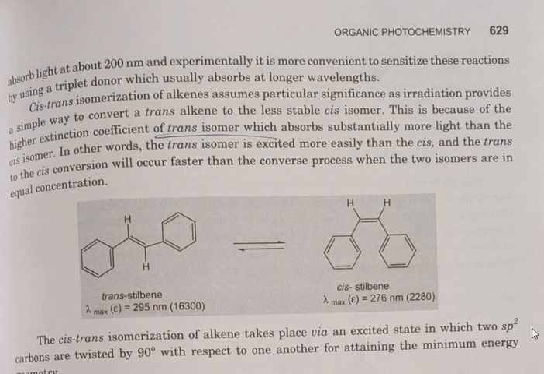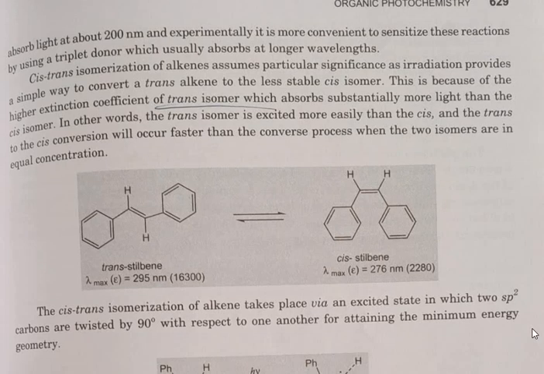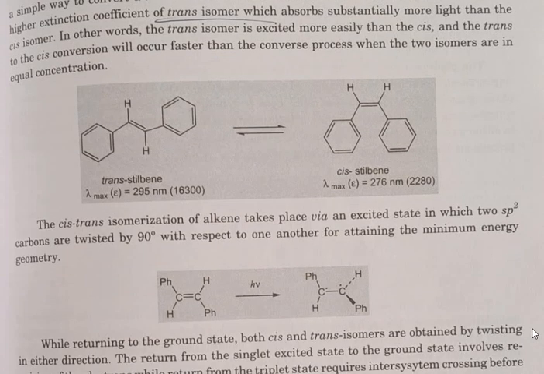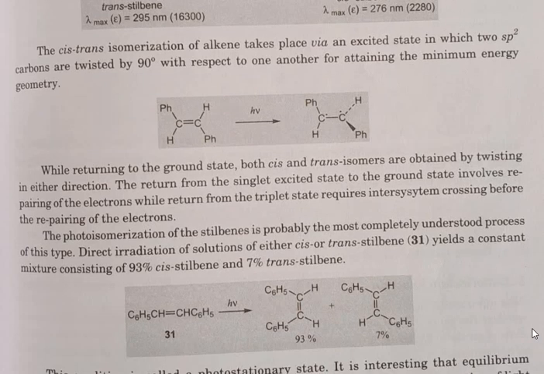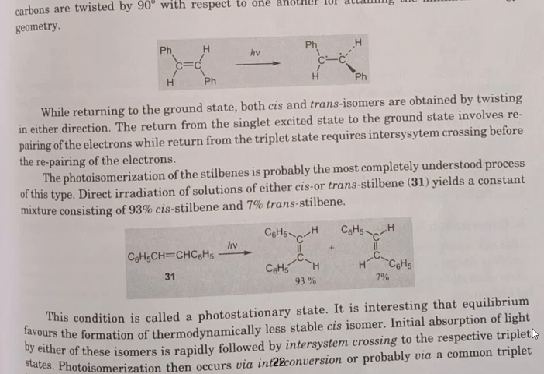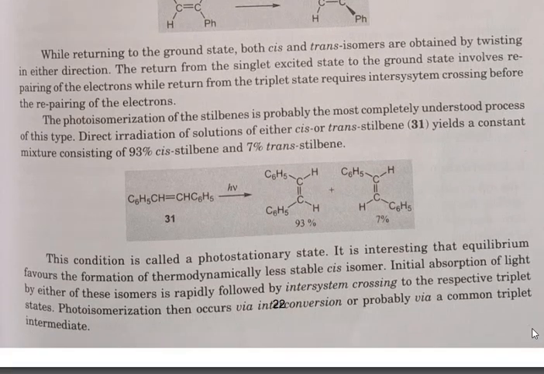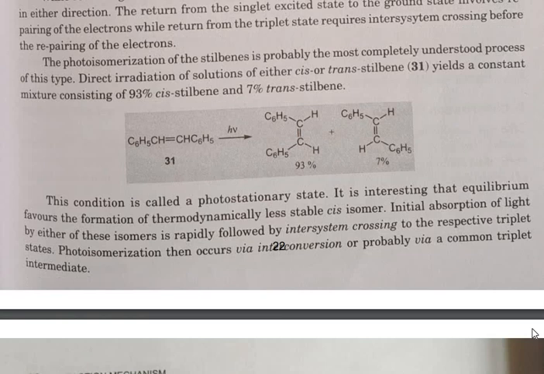If you have the trans transition, then you have a higher lambda max value, and epsilon is much greater in comparison to cis stilbene. So there are huge differences between cis and trans, and how it happens in the presence of light is due to the pi star transition. You can see another example here, 93% and 7%. Cis we have 93% and trans only 7% trans stilbene.